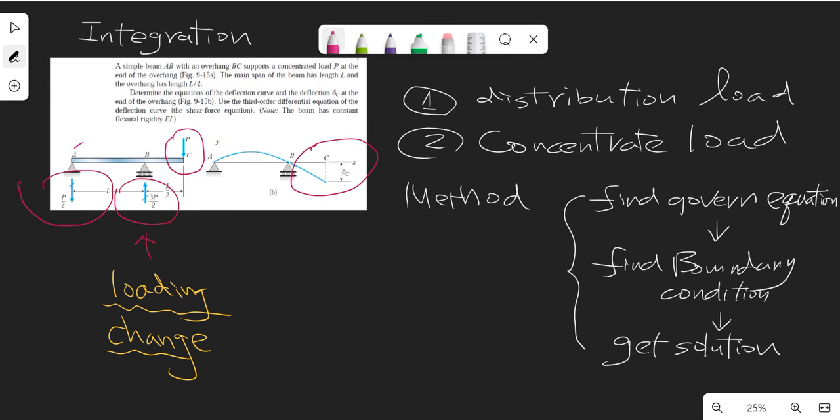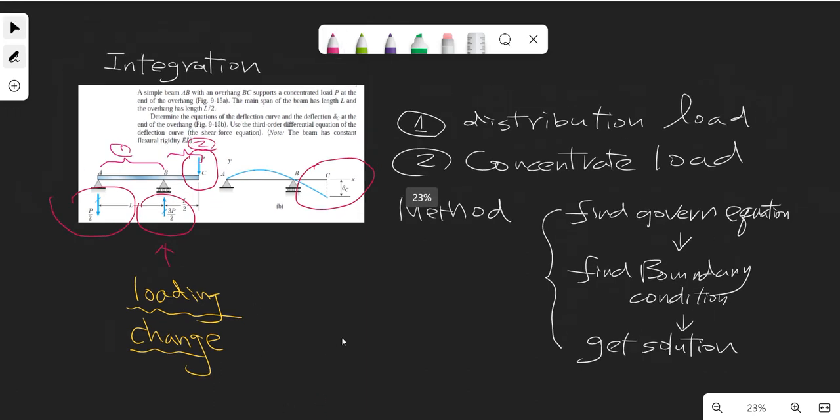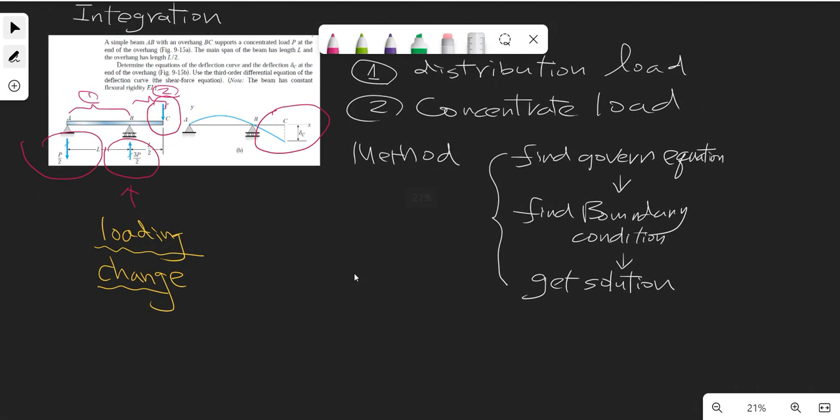The first part is here, and the second part is here. That means part 1 and part 2. We need to separate into part 1 and part 2.